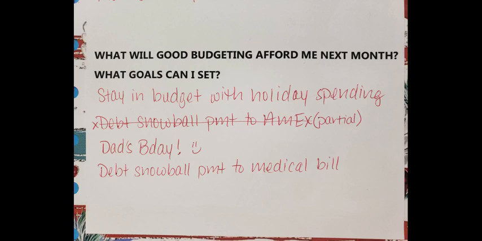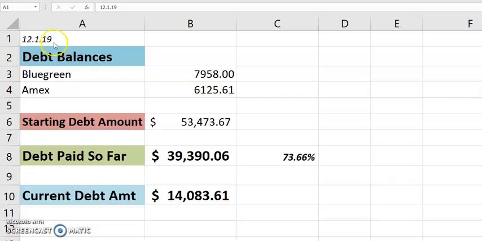Now on to my debt balances. So I've already created a worksheet. I'm going to retitle this for the 15th. And with that recent medical bill, I am going to update my debt amount. Even though this isn't the starting debt amount, it is my overall debt amount.